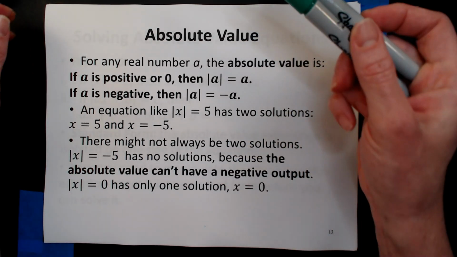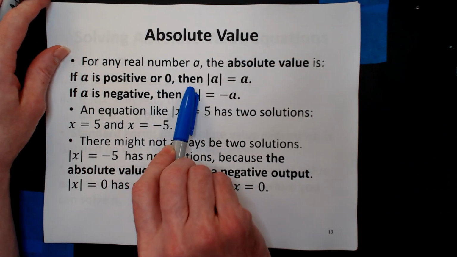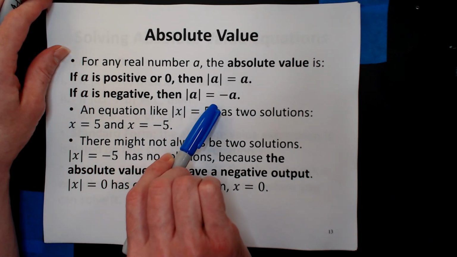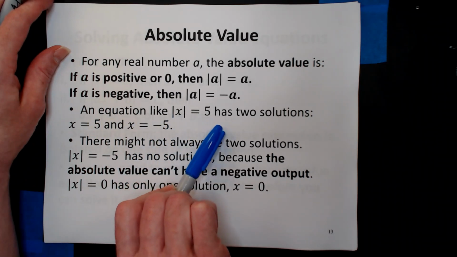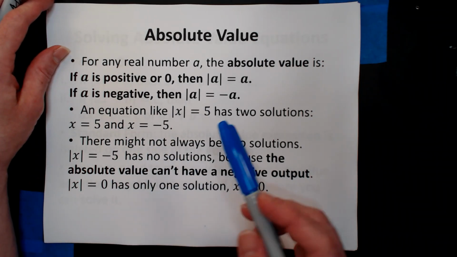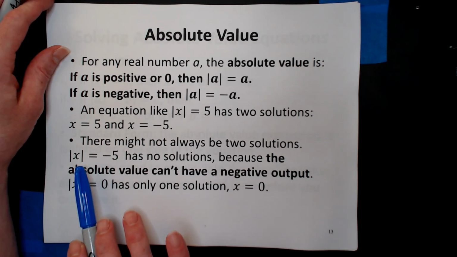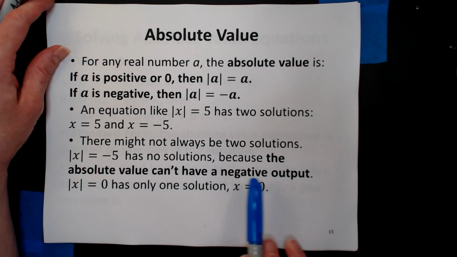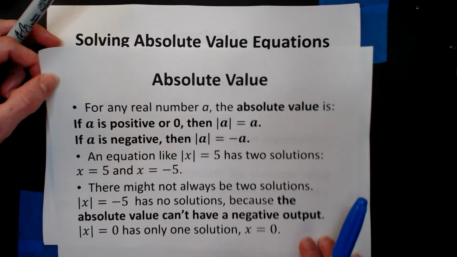Alright, so absolute values. For any real number a, if a is positive or 0, then the absolute value of a is equal to a. If a is negative, then the absolute value of a is equal to negative a. And an equation like the absolute value of x is equal to 5 has two solutions, x equals 5 and x equals negative 5. There may not always be two solutions. The absolute value of x being negative 5 has no solutions because absolute value can't have a negative output. The absolute value of x is equal to 0 only has one solution, where x equals 0.